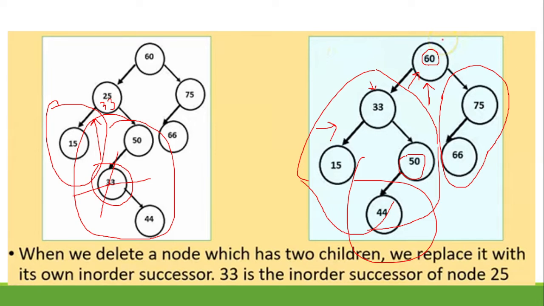Okay. So in the in-order traversal of a binary search tree, we will get the values sorted in ascending order. In this case, we will get the values sorted in ascending order. That is the in-order traversal of the binary search tree.